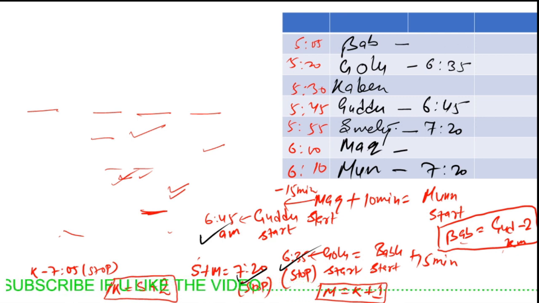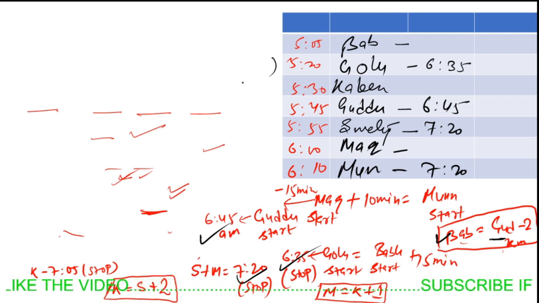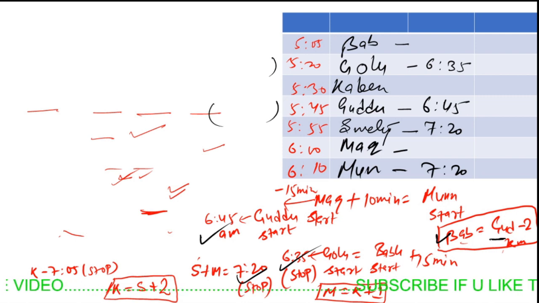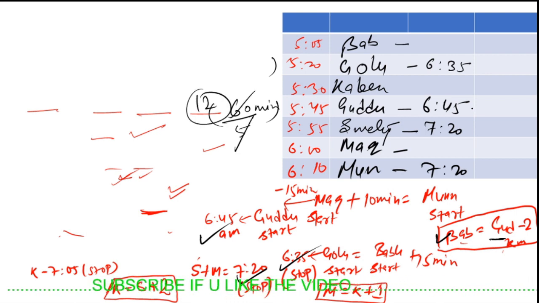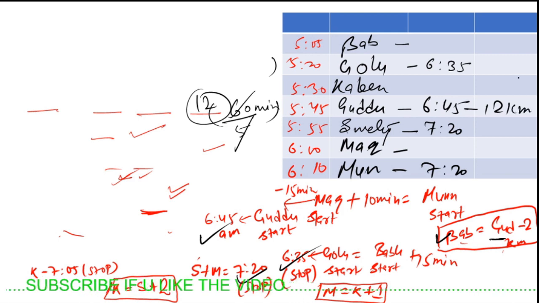We know that Bablu traveled 2 km less than Guddu. So what's the duration of Guddu here? 1 hour. 1 hour means 60 minutes, 60 minutes divided by 5, you will get 12 km. So Guddu is traveling 12 km. So Bablu would be traveling 10 km.